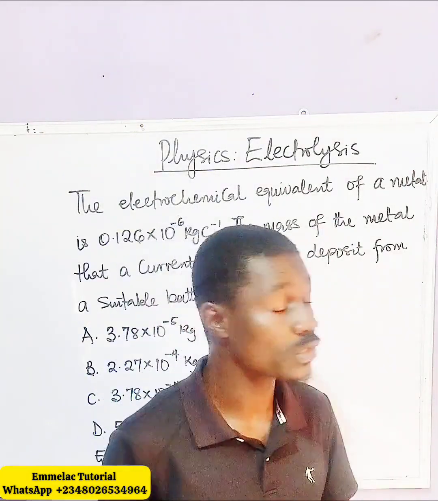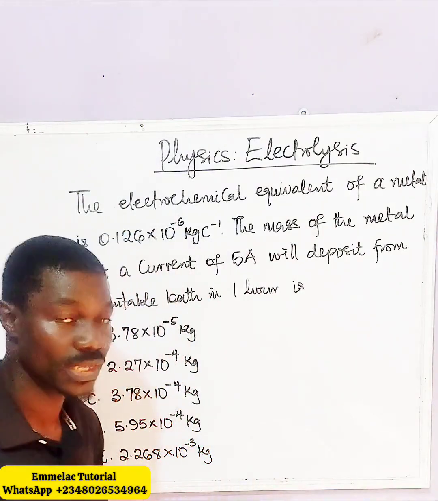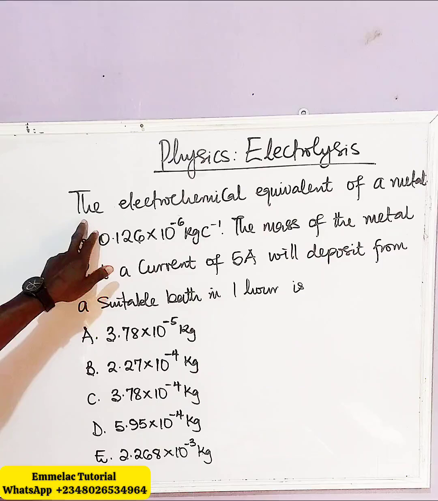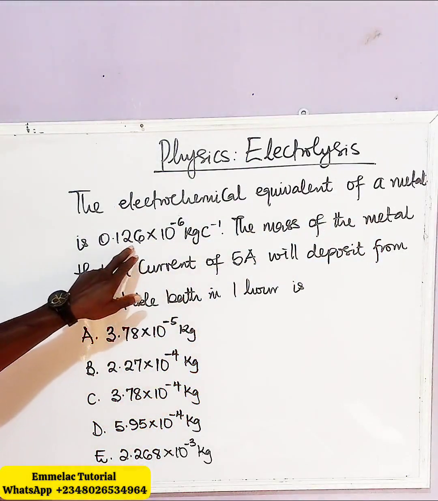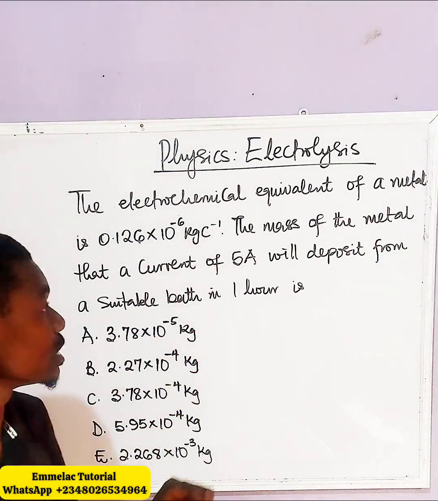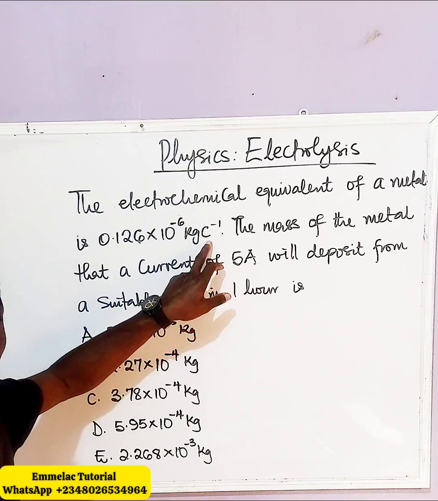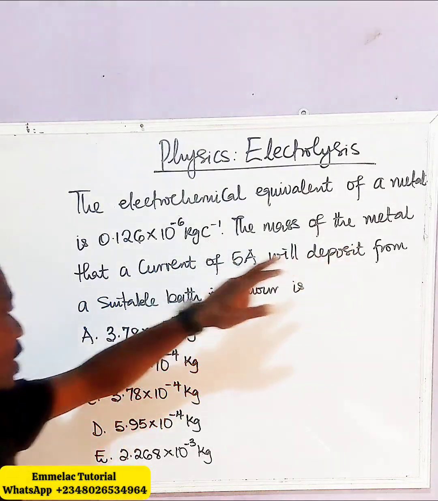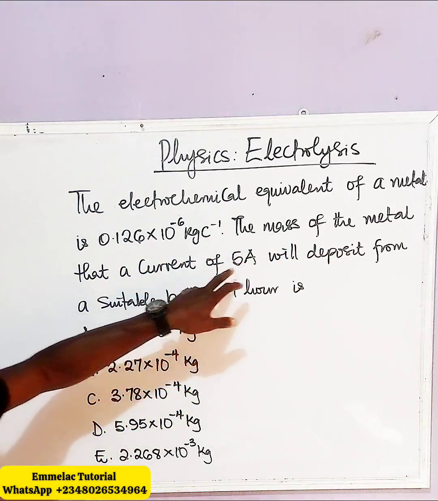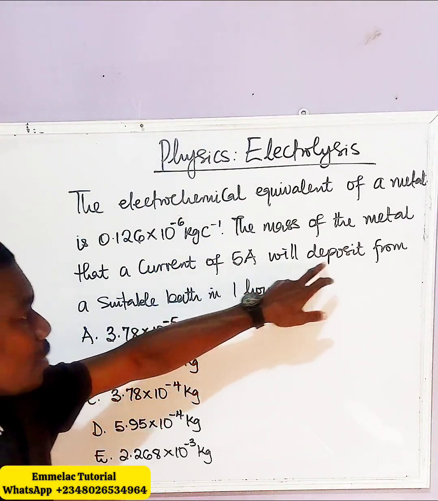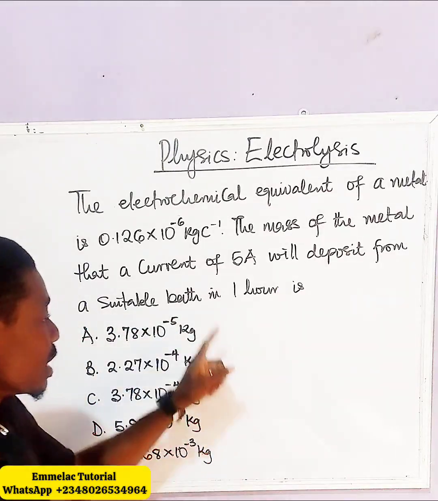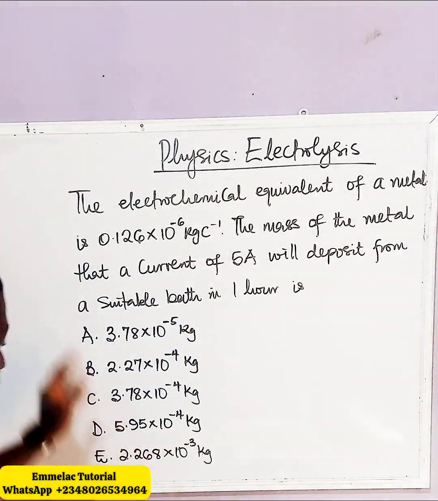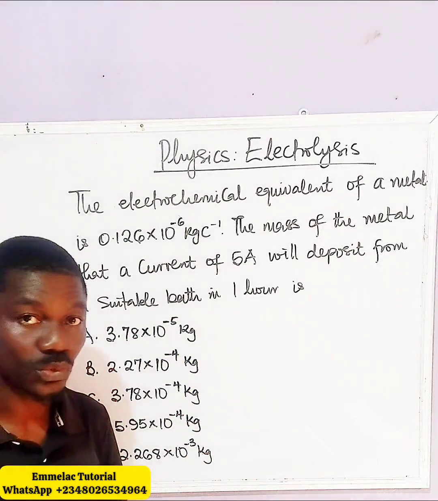Now before us is this physics question, electrolysis, and it shows that the electrochemical equivalent of a metal is 0.126 times 10 to the power of minus 6 kilogram per coulomb. Now the mass of the metal that a current of 5 ampere will deposit from a suitable bath in 1 hour is, and these are the available options. So how do we go about it?